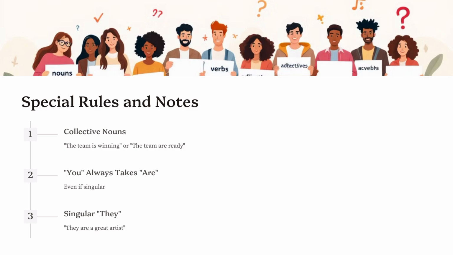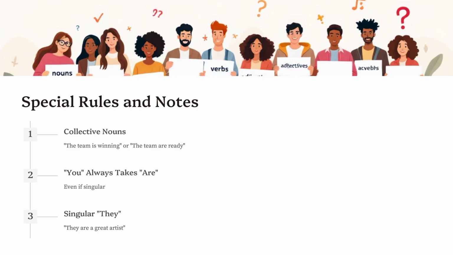Now, here's an easy rule to remember. The pronoun you always takes are. Even if you're speaking to just one person, you say you are. So for example, you are my best friend. That's the correct way of saying it. The incorrect way is you is my best friend. It might seem unusual because you feel singular in some cases, but English grammar rules are clear on this one. You are is always correct.